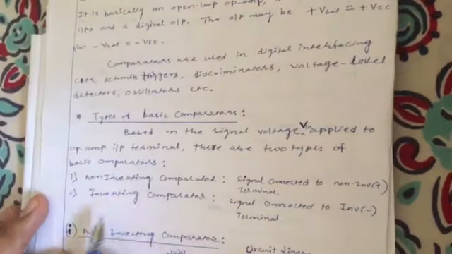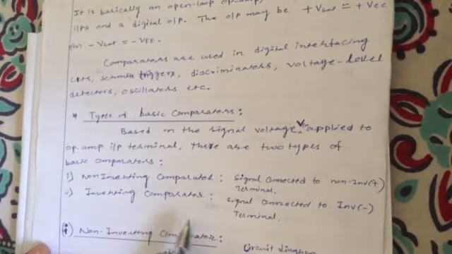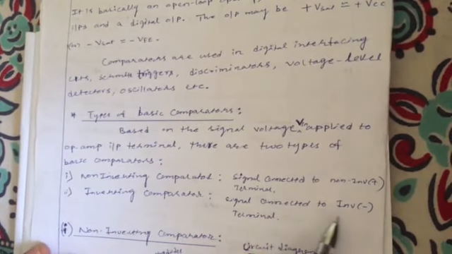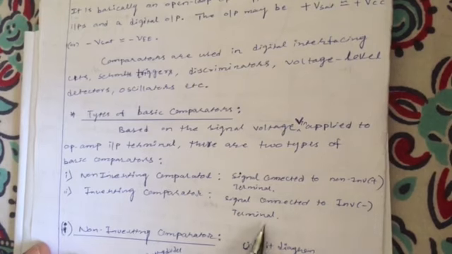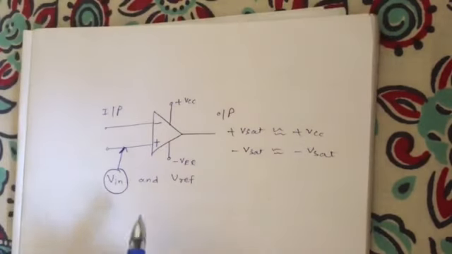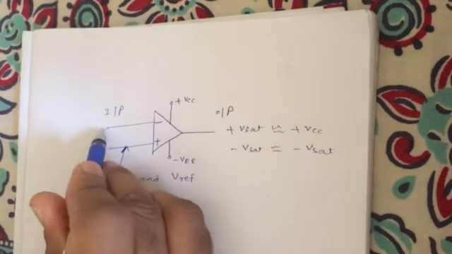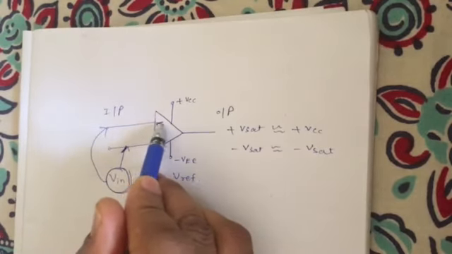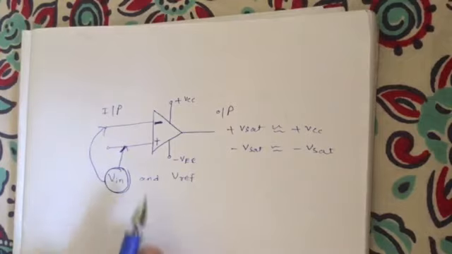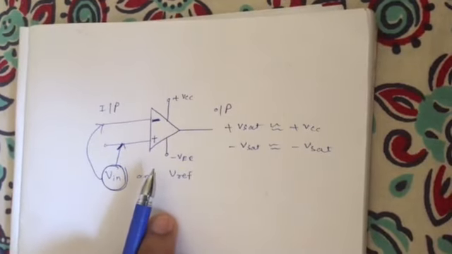Second type of comparator is the inverting comparator. In this case, the signal is connected to the inverting, that is the negative, terminal of the op-amp. I mean to say that if the input is connected to the negative terminal of the op-amp, that is the inverting terminal, that kind of op-amp comparator is called an inverting comparator.